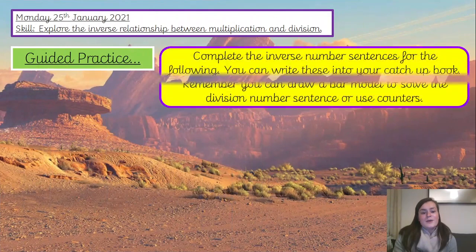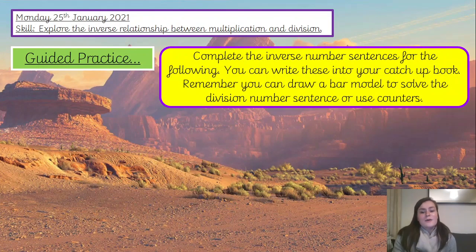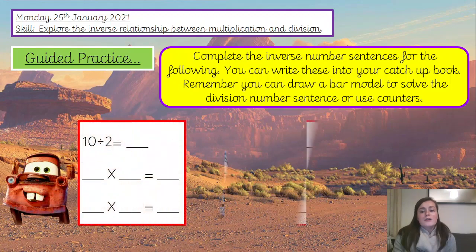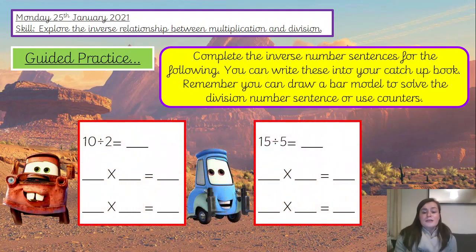Right, your guided practice then. I would like you to have a go at completing the inverse number sentences for the following. You can write these into your catch-up book, and remember, if you need to, you can draw your bar model to solve the division number sentences, or you could use your counters or whatever resources you were using before. So pause the video and have a go at finding the inverse for these two number sentences. Off you go.